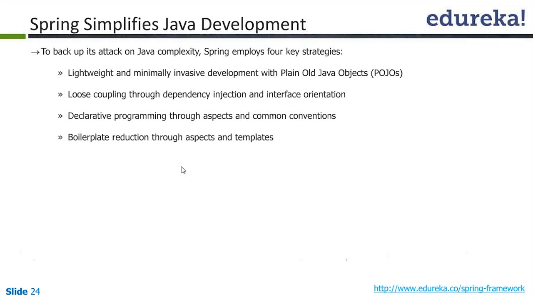Then boilerplate reduction through aspects and templates. Basically the last two points are talking about AOP, aspect oriented programming, which targets cross cutting concerns. By cross cutting concerns I mean logging could be one, security could be one, transaction management and applying business rules, and there are so many other cross cutting concerns you can think of with respect to application development. All these cross cutting concerns can be addressed using AOP.